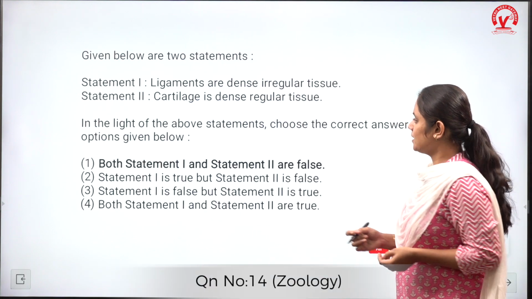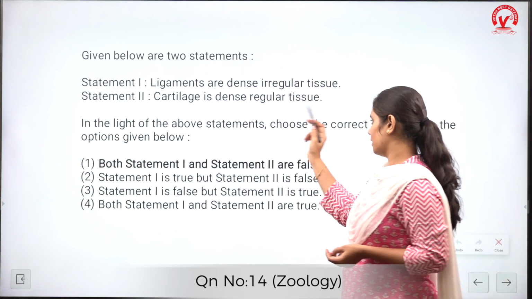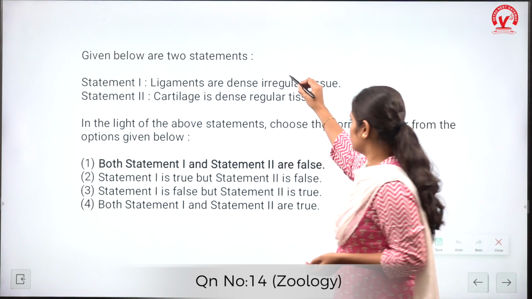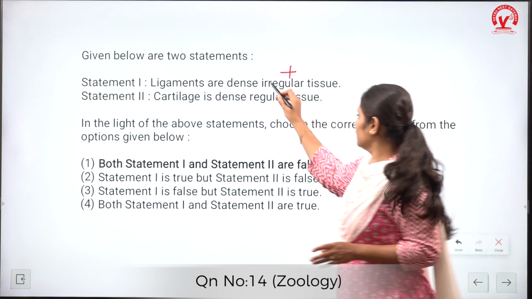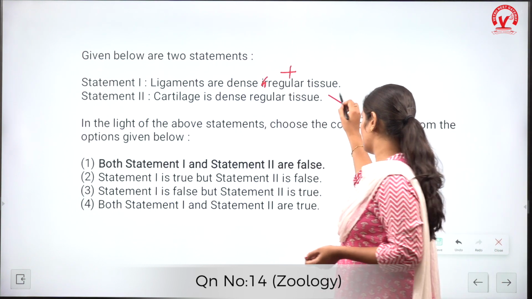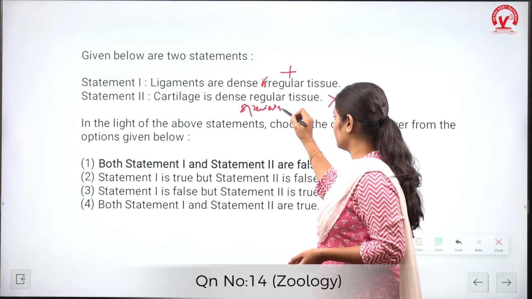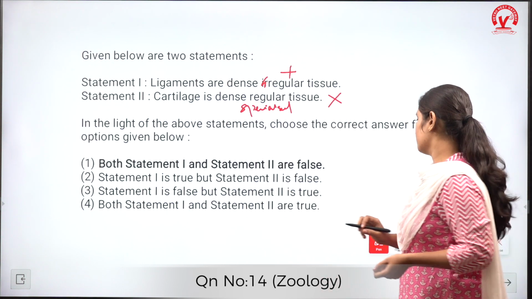Given below are two statements. Statement 1, ligaments are dense irregular connective tissue, and statement 2, cartilage is dense irregular tissue. We have to select the correct statements. So this is wrong. Ligaments are dense regular tissues, not irregular. Cartilage is a dense regular tissue. This is also wrong because they are specialized connective tissues. So both statements are wrong. So the option will be both statement 1 and 2 are false.